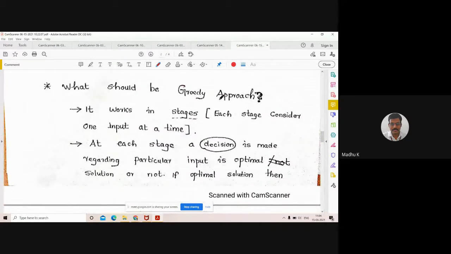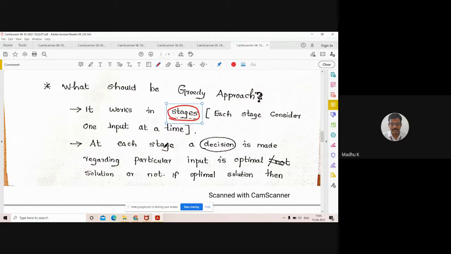What should be the greedy approach? It works in stages. There are n inputs, and each stage considers one input at a time. Then at each stage, a decision is made regarding whether a particular input is optimal or not.